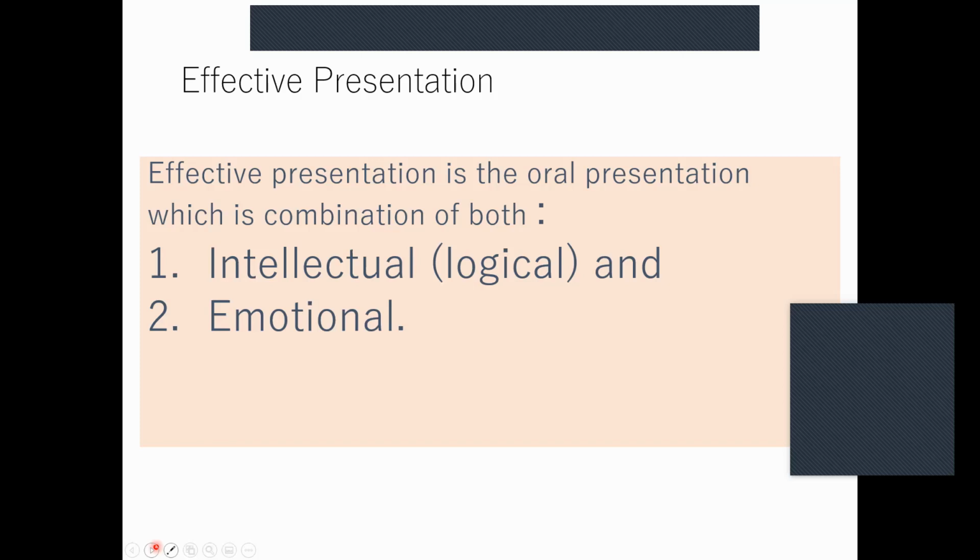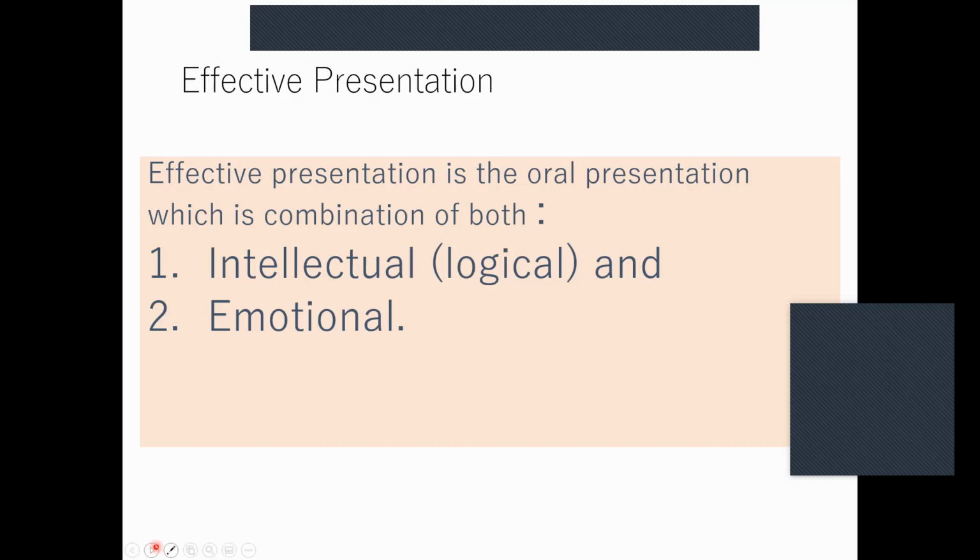So the intellectual part or logical part and also the emotional part are two different things in effective presentation. The intellectual, logical part means, when you give a presentation, what will be the order of the presentation? Which thing will you say first? Which thing will you say second? Which thing will you speak third? This is called the intellectual part. At least you have to make a good story. Which thing you'll say first, then second, then third, then fourth. So these are the logical steps for a good or effective presentation.